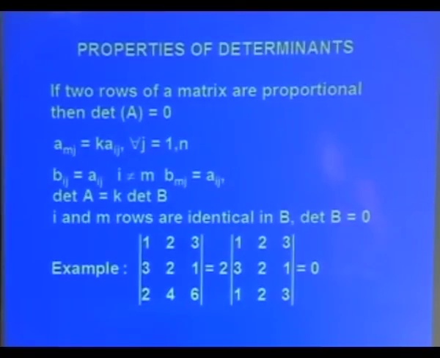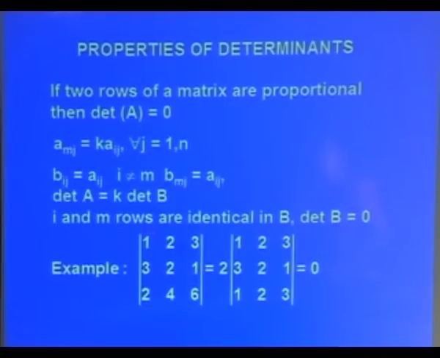Now that means one can take K outside from the B matrix, and what we have is determinant A is equal to K times determinant B. This is the result which we have proved in my earlier property. Now since determinant B has two identical rows, namely mth row and ith row, determinant B is 0, and that means determinant A is also 0.